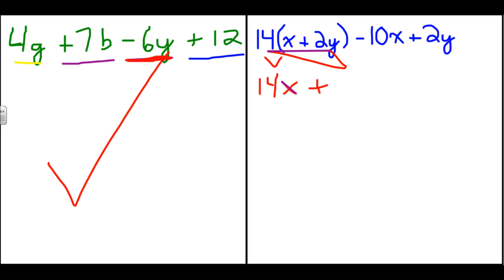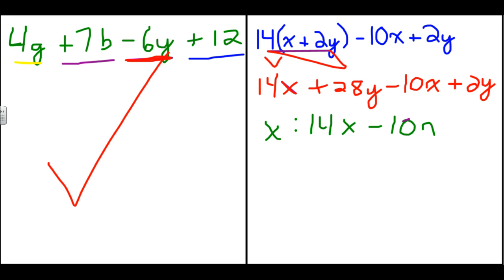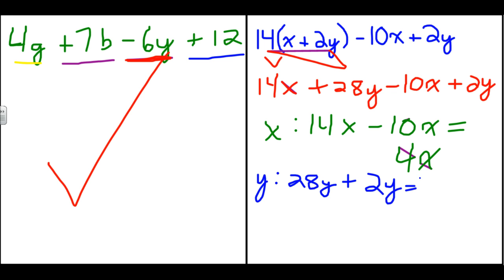14 times 2y is 14 times 2 times y, which is 28y. Then minus 10x plus 2y. So for the x's, we have 14x minus 10x, which gives us 4x. And for the y's, we have 28y plus 2y, which gives us 30y. So overall, our final answer is 4x plus 30y.